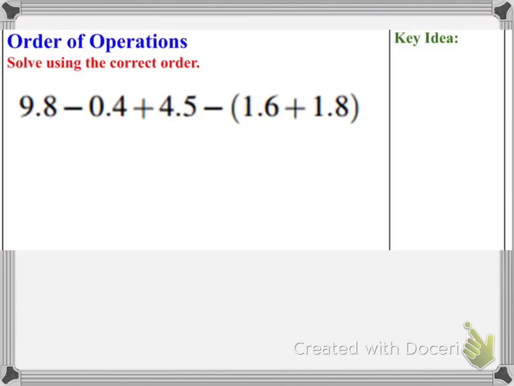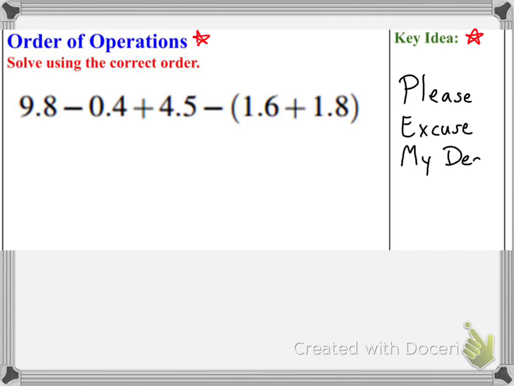Question number 3 is the order of operations. Hopefully you remember the little saying, and that's the key idea. Before we go into the saying, give yourself the 2 stars for the order of operations title and the key idea title if you wrote those down. If you didn't, then go ahead and pause the video and write them down with a red pen. Okay, so now the key idea, remember the little saying is, please excuse my dear Aunt Sally.